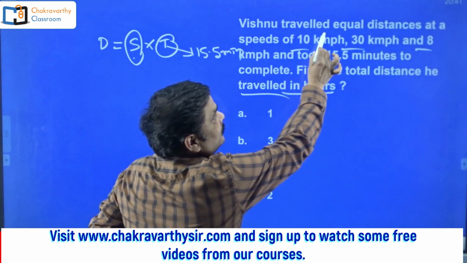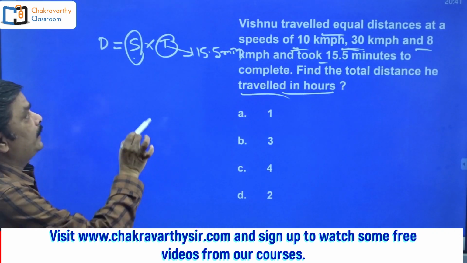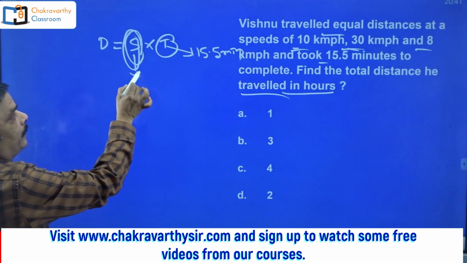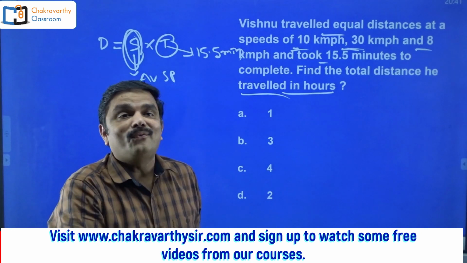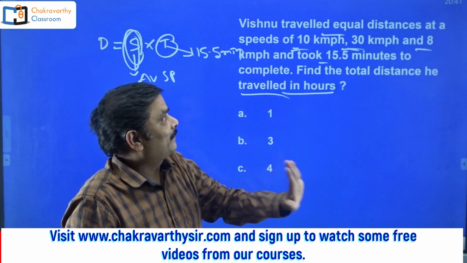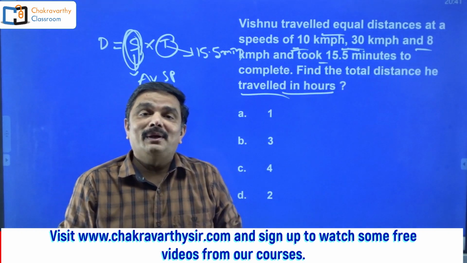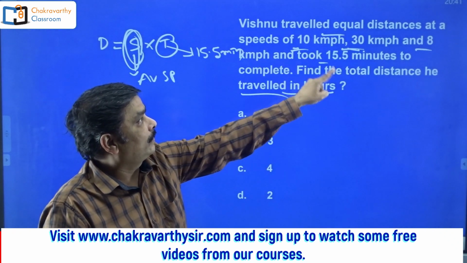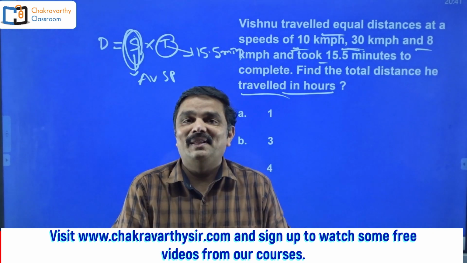Since the distance is equal and different speeds are there, you need to find the average speed here. Simple. Now how to find the average speed, because the distances are the same? For speeds of 10, 30 and 8 kilometers per hour, what is the average speed? Don't say that average speed is 10 plus 30 plus 8 divided by 3. That is wrong. In our basic classes, I have explained that very clearly.